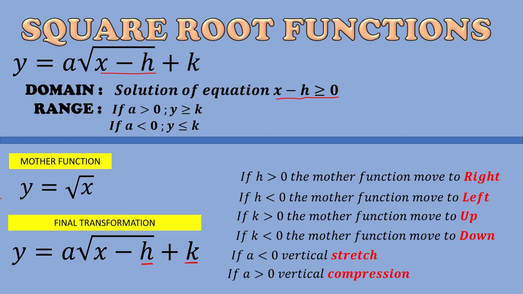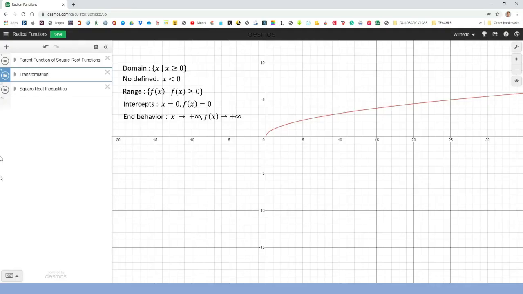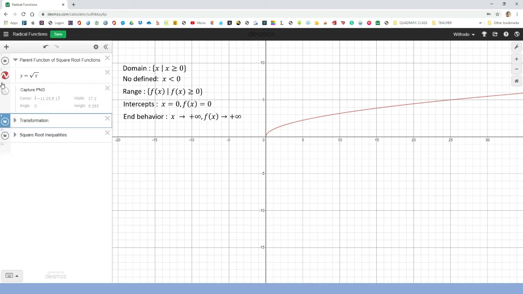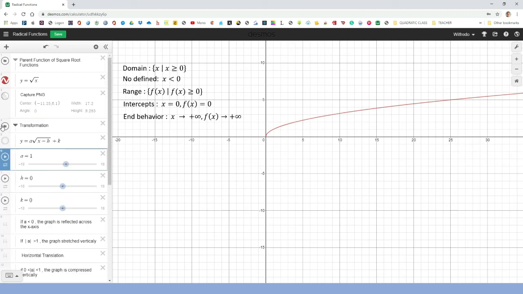Now, I'm going to show you in the Desmos software. This is the parent function. What is the parent function? Square root of x. This is the parent function. Now, I'm going to show you what happens with the transformation. Remember, the red graph is the parent function. Then I'm going to do some transformations.